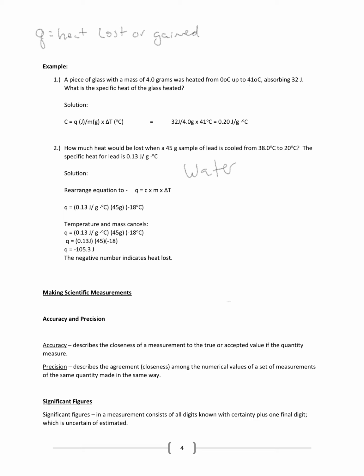Okay, now accuracy and precision. So we're going to cover this in this part. That's the last one I'm going to talk about. Accuracy describes the closeness of a measurement to a true or accepted value if the quantity is measured.